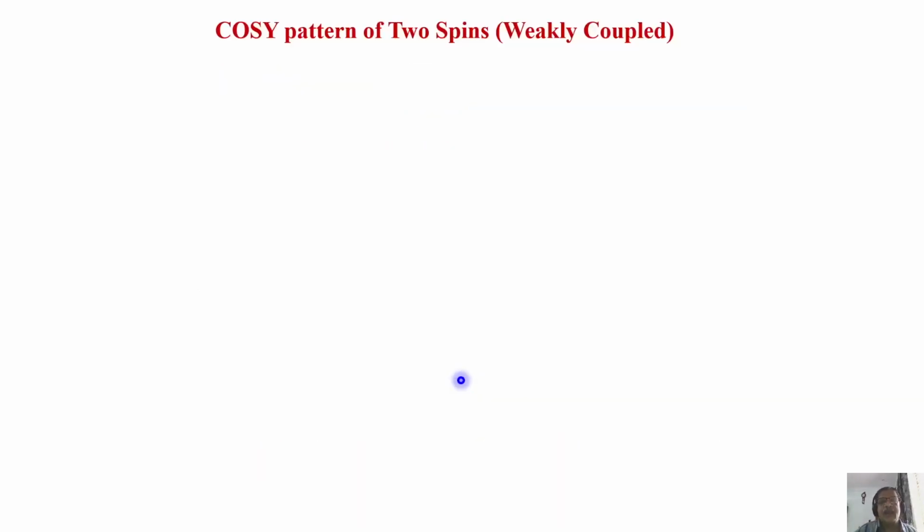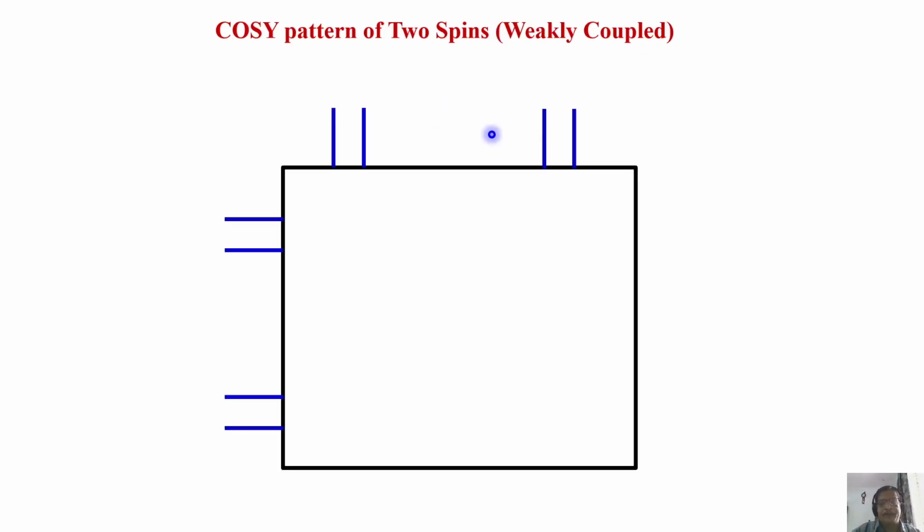Now I'll take the COSY pattern of two spins which are weakly coupled. In the previous example, I took uncoupled. Now what is the pattern you are going to get if the two spins are coupled? We already discussed that the weakly coupled case must be treated like two AX spins. So we will get a doublet for A and a doublet for X. This we have already analyzed n number of times, so I don't have to repeat it. So let us say this is the AX spectrum.